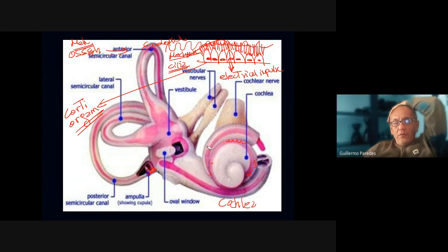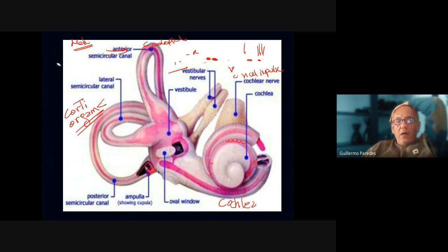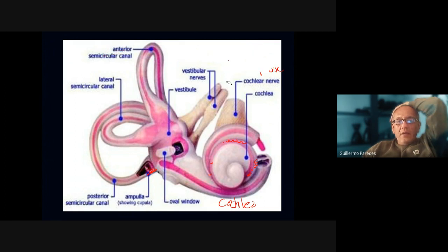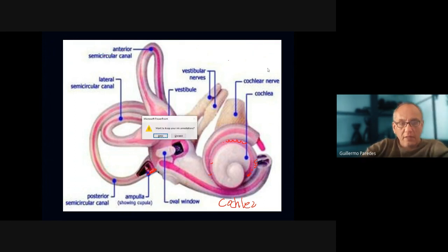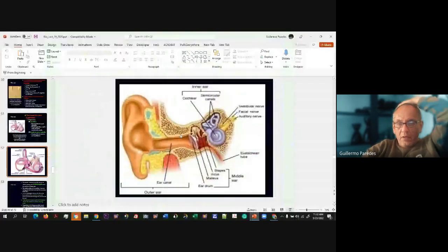All right, so that's good. Now, let's go to the last part of the ear. And for that, I need some help.